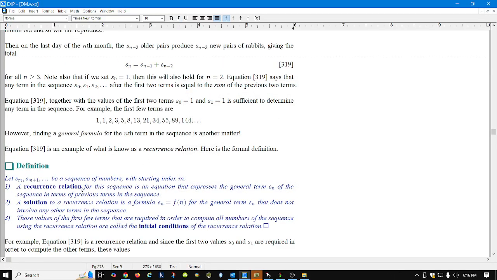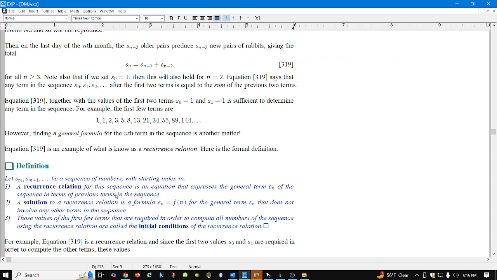Here's the formal definition of a recurrence relation. Let Sm, S(m+1), and so on be a sequence of numbers starting with starting index m. Usually m is 0 or 1, but it can be anything, doesn't matter. A recurrence relation for this sequence is an equation that expresses the general term S sub n of the sequence in terms of previous terms in the sequence.